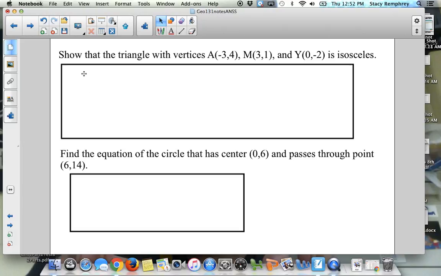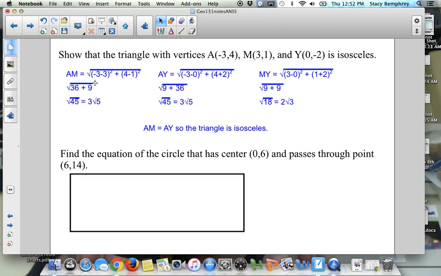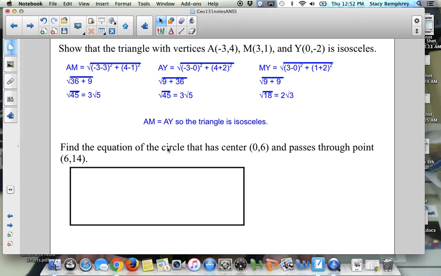All right, so if I'm looking at a triangle that's isosceles, I know I need to show that there are two sides congruent. So what I did here is I found the distance between each set of vertices. And when I did that, I found that AM and AY are congruent, so the triangle is isosceles. I proved two sides are congruent.